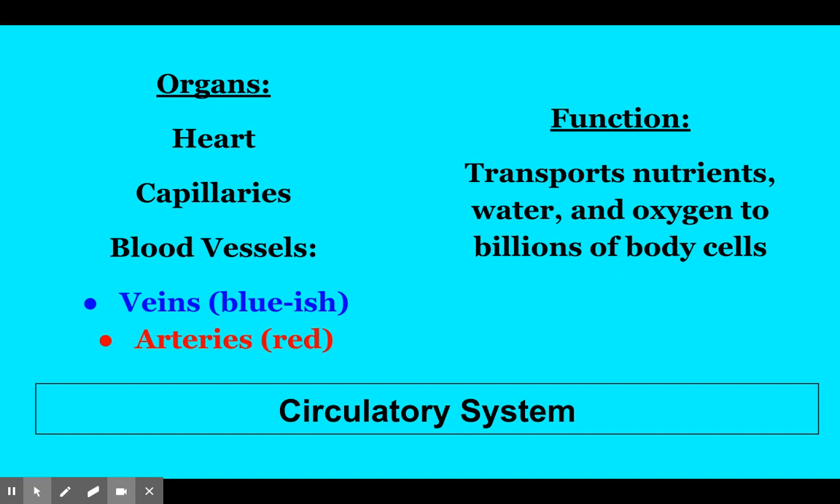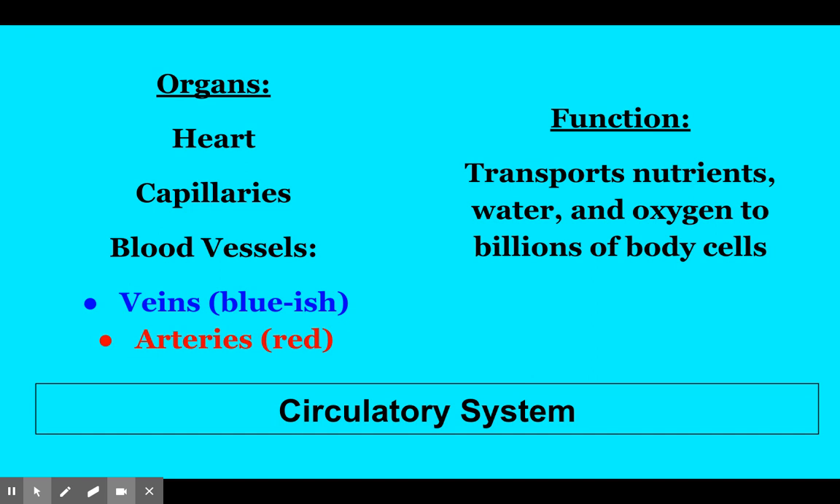Starting with the circulatory system, the function of the circulatory system is to transport nutrients, water, and oxygen to the billions of your body's cells. This is a transport system. The main organs of the circulatory system are your heart, your blood, your capillaries, and your blood vessels.